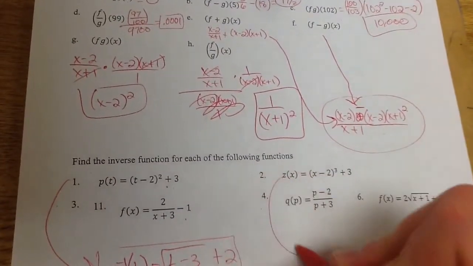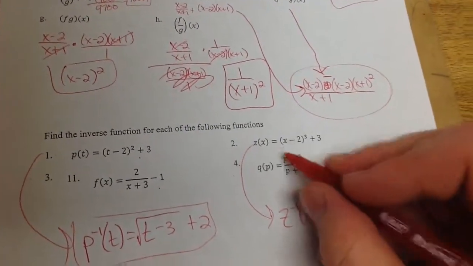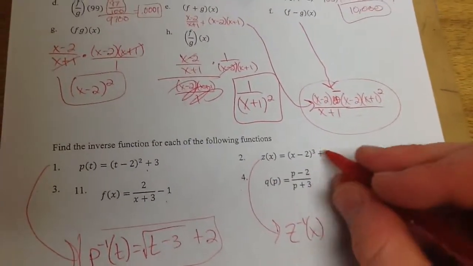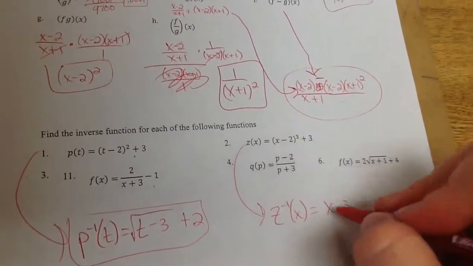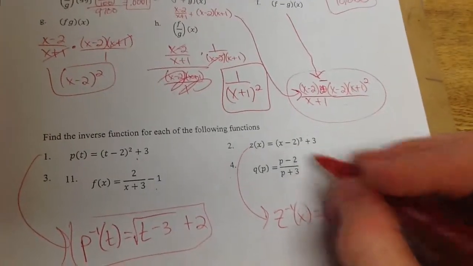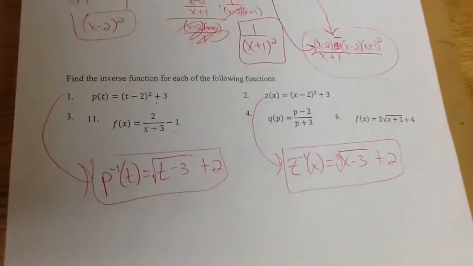This one, let's see, z negative 1 of x. You would put the x over here, and then you would subtract 3, and then the opposite of third power is the third root, and then you would add 2. So pretty much the same thing as that one.